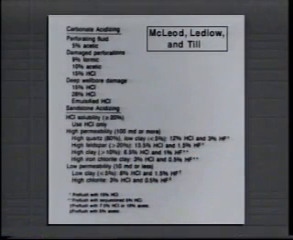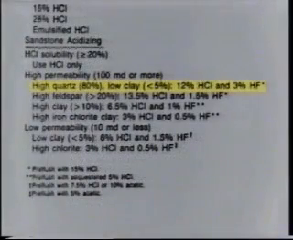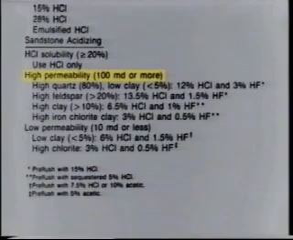Acid use guidelines presented by MacLeod, Ledlow, and Till in 1983 are based on the successful use of various acid concentrations. The most common solution of HCl and HF acids in high permeability reservoirs is 12% HCl and 3% HF. This table gives suggested acid concentrations for sandstones with various quantities of quartz, clay, feldspar, and chlorite.